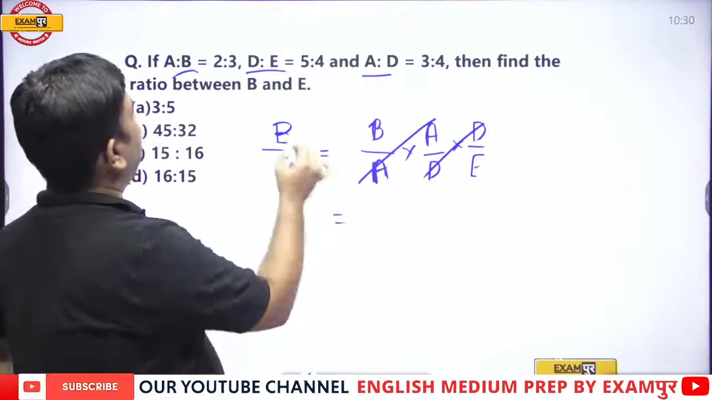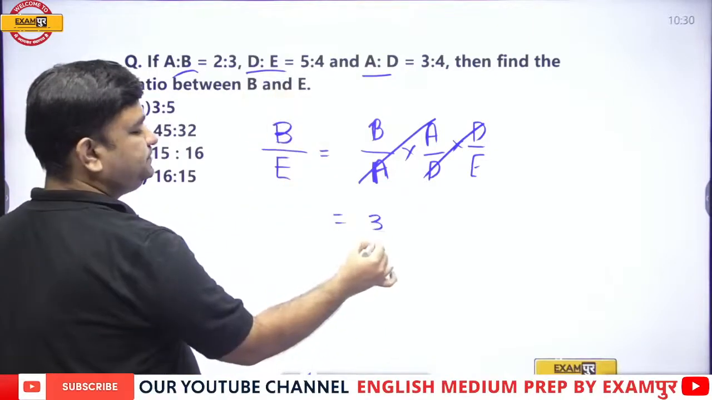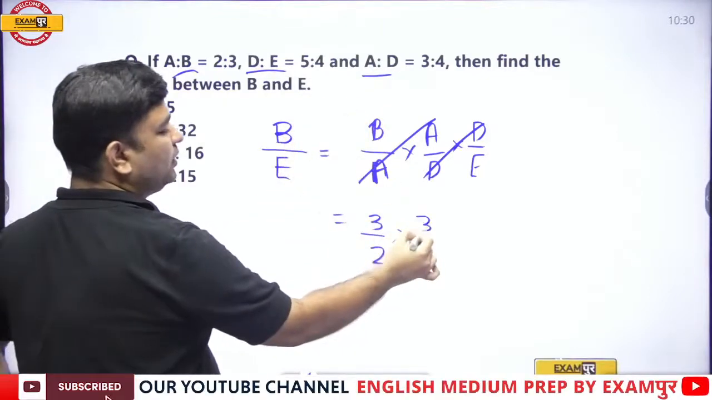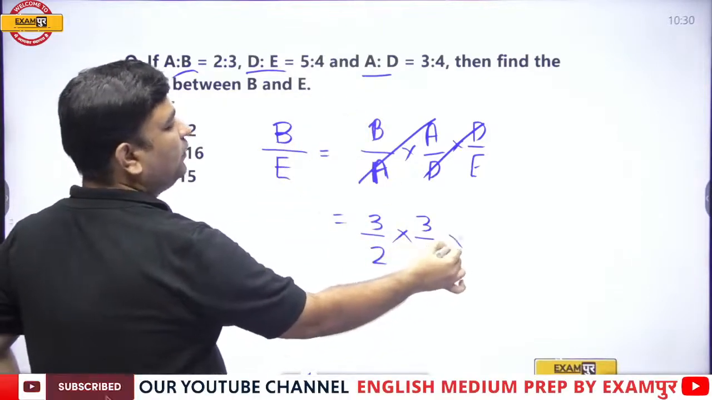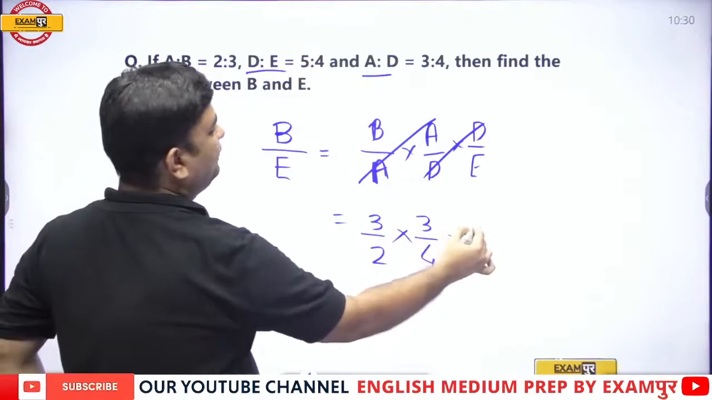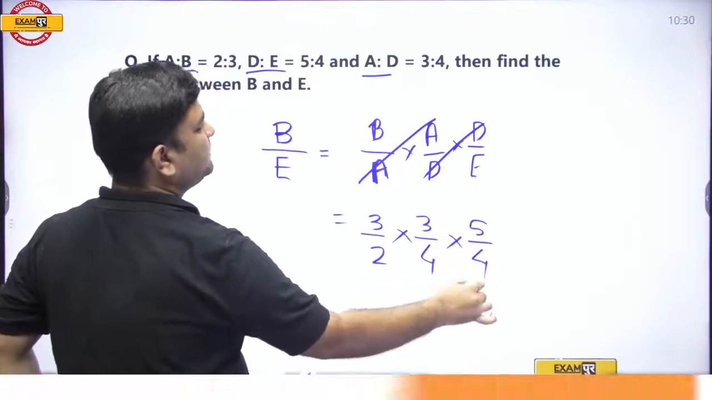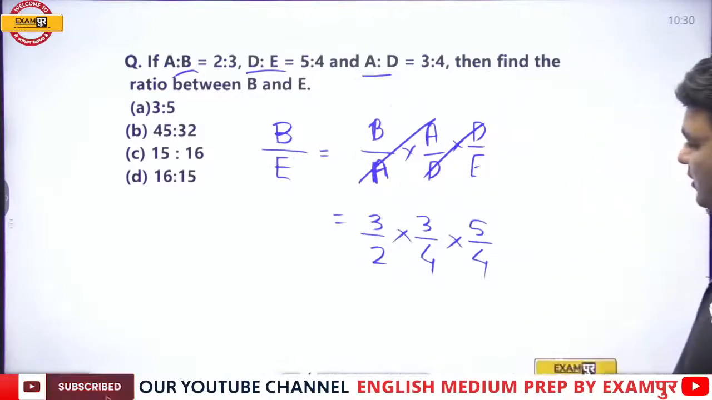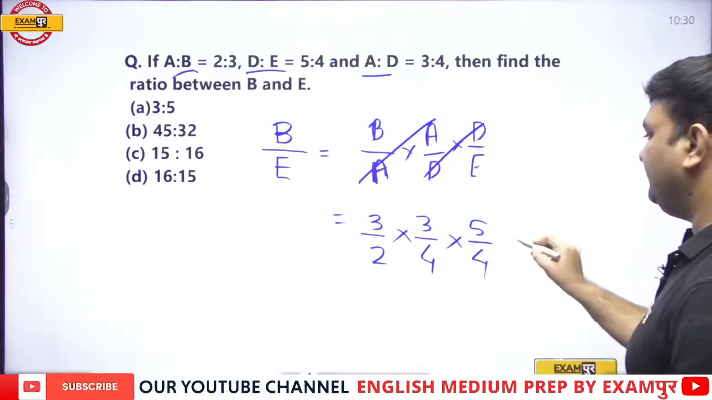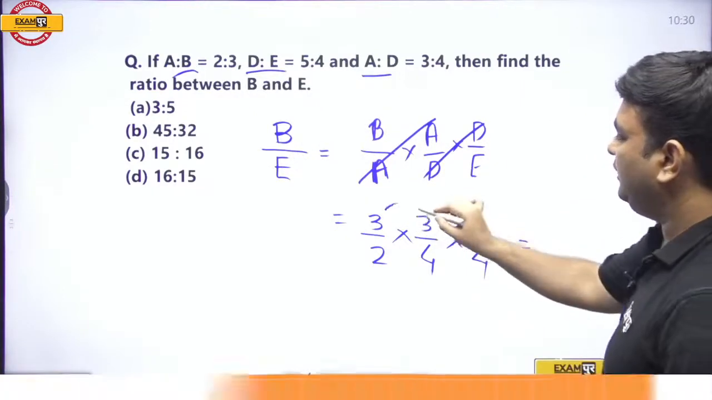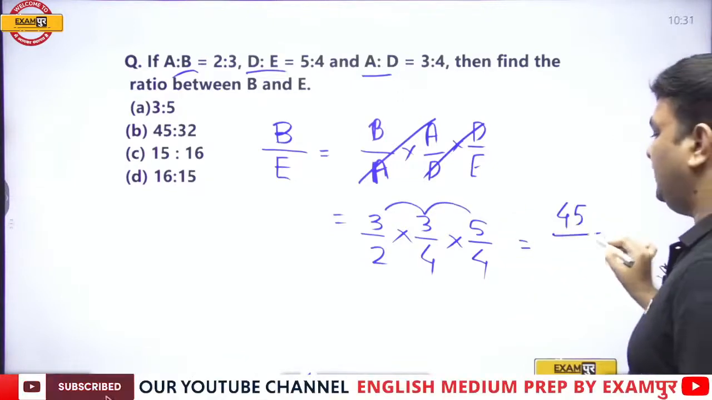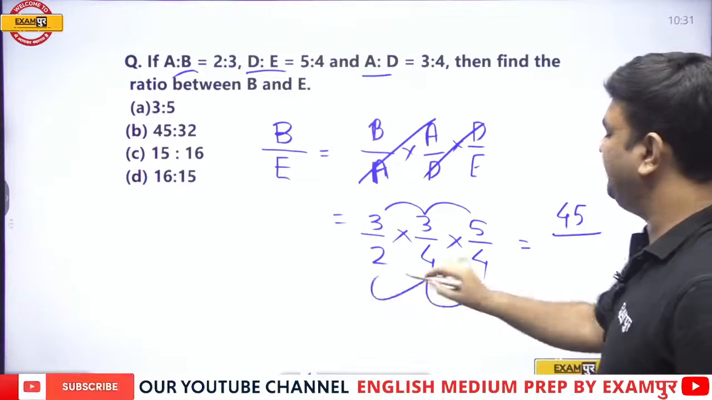What is B by A? It's 3 by 2. What is A by D? 3 by 4. What is D by E? 5 by 4. So, is there anything which we can simplify? No. 9 fives are 45, and 16 twos are 32.